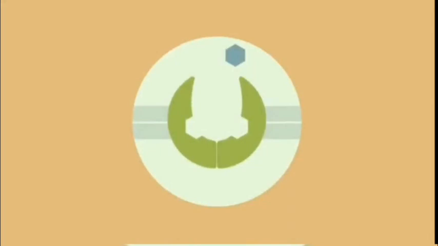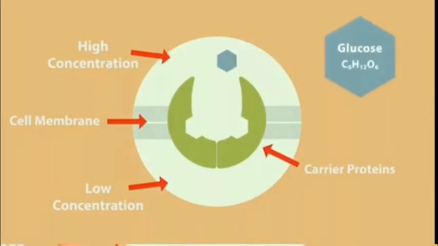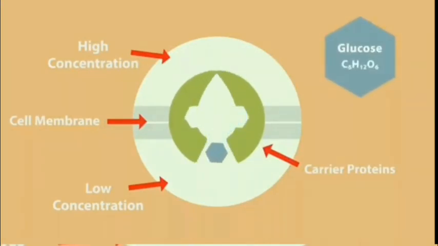You can also have facilitated diffusion, which is movement still down the concentration gradient, but special carrier proteins are required to enable the movement. Glucose and ions need special carrier proteins.